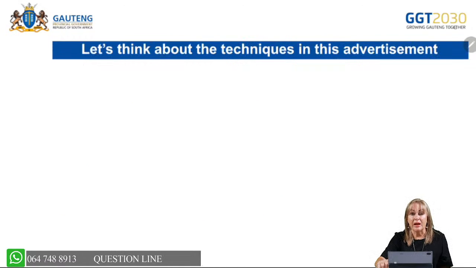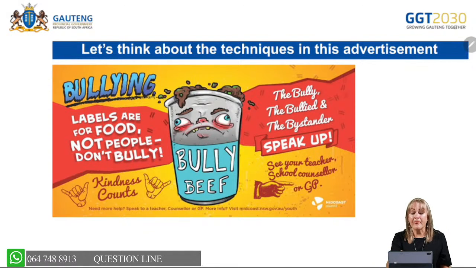Now, let's analyze an advertisement. Here's an advertisement. It's actually a tin of bully beef, but you can see it doesn't look like the bully beef that we purchase. So now, what is the message here? It says bully beef, but does it mean bully beef, the one that we eat? No, this is referring to bullying. And there's the message there. Bullying, and then labels are for food, not for people. Don't bully. And here a little message, kindness counts.